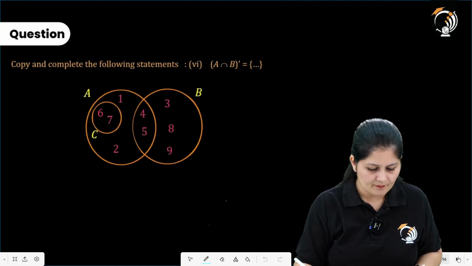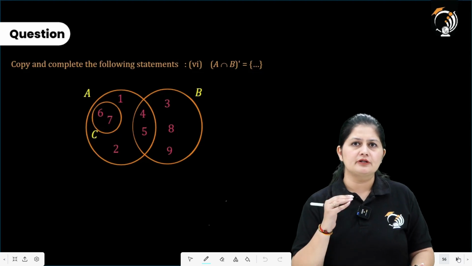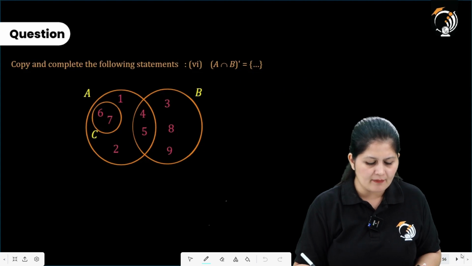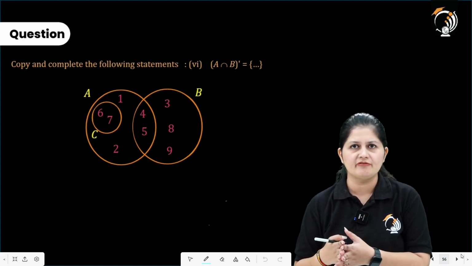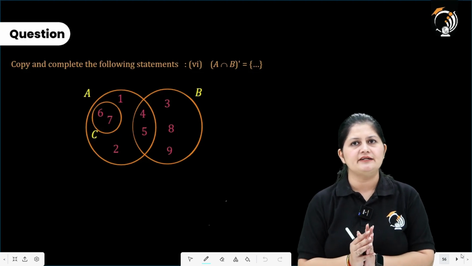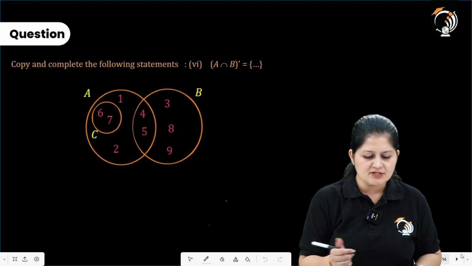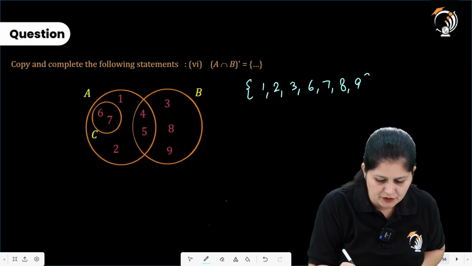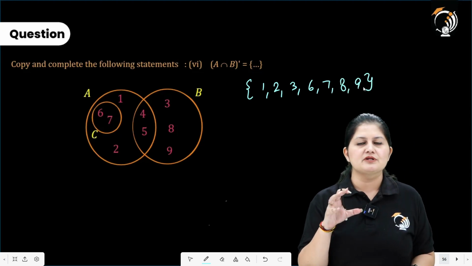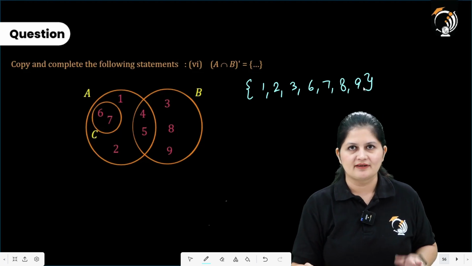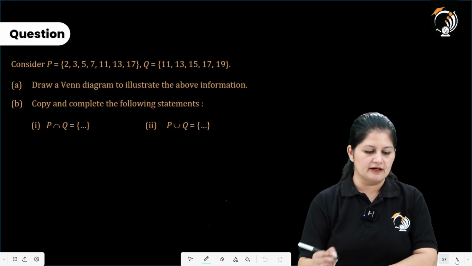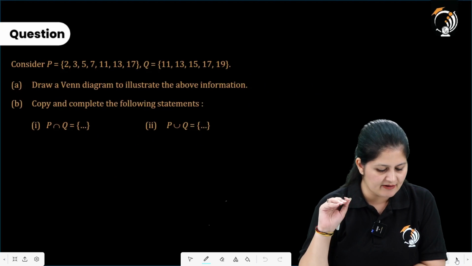Okay. Further, if we need to find out the complement of A intersection B. So A intersection B is 4, 5. All the elements other than A intersection B are going to be the complement. So that means it is going to be 1, 2, 3, 6, 7, 8, 9. We are just going to exclude the common elements, which are 4, 5. Understood?